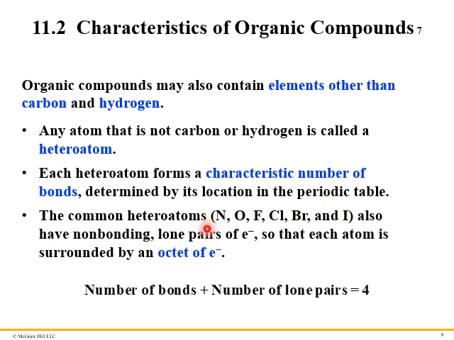They have lone pairs of electrons. They don't really bond, so we just leave them alone. And each atom is surrounded by an octet of electrons. So following that rule of octet, we are able to figure out how many bonds each of these heteroatoms is able to form. Number of bonds plus number of lone pairs has to equal 4, because 4 pairs, 4 times 2, that would be 8. That's the octet rule.